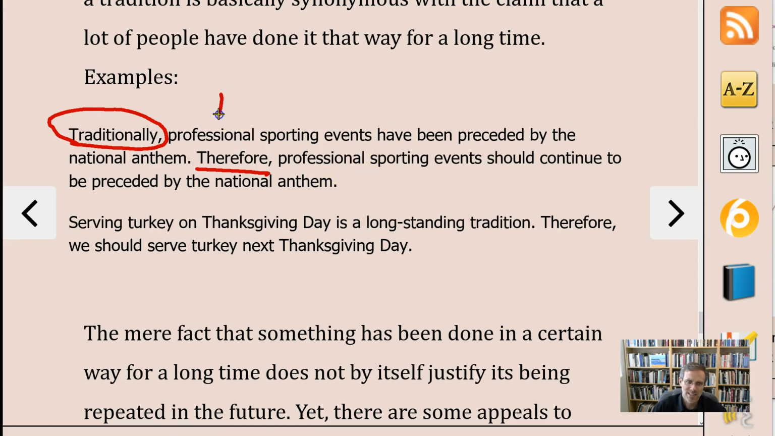But once again, the premise is not explaining why the conclusion is true. It's just saying, well, it's a tradition. We should keep doing what we've always done.